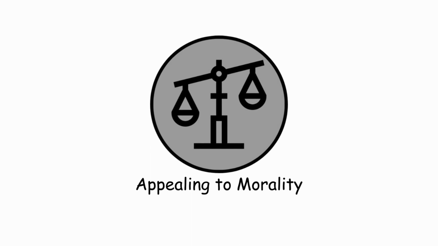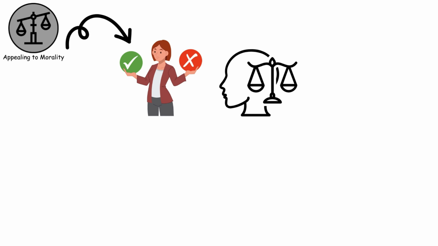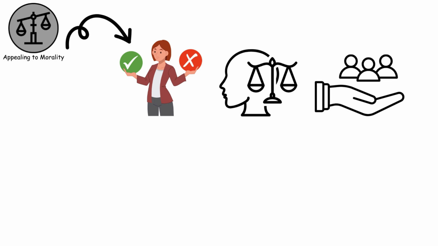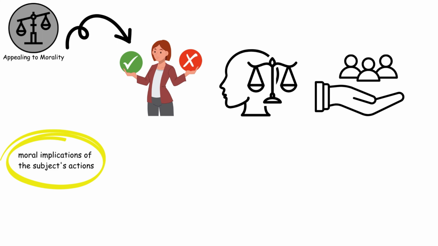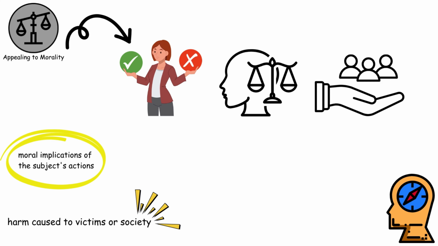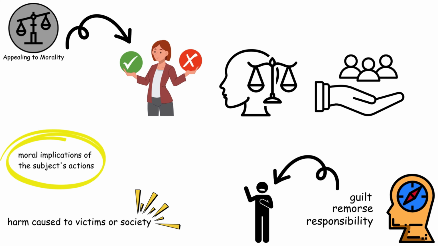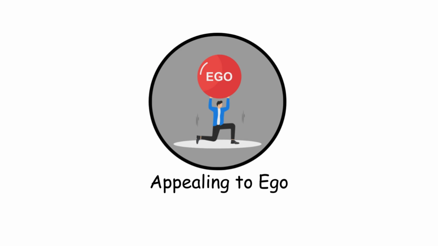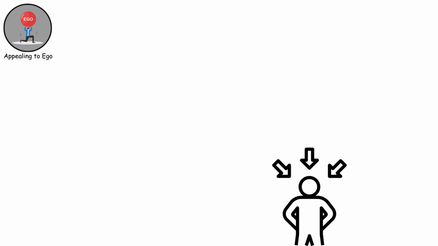Appealing to morality. This technique involves appealing to the subject's sense of right and wrong, ethics, or values. Interrogators may highlight the moral implications of the subject's actions, emphasizing the harm caused to victims or society. By appealing to the subject's moral compass, interrogators aim to elicit feelings of guilt, remorse, or responsibility, potentially leading to confession or cooperation. Appealing to ego. Interrogators may stroke the subject's ego by praising their intelligence, skills, or perceived importance.